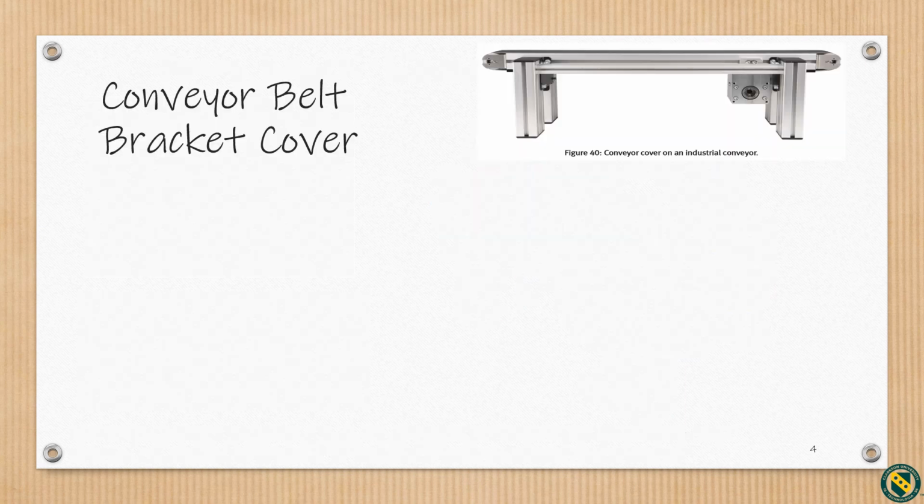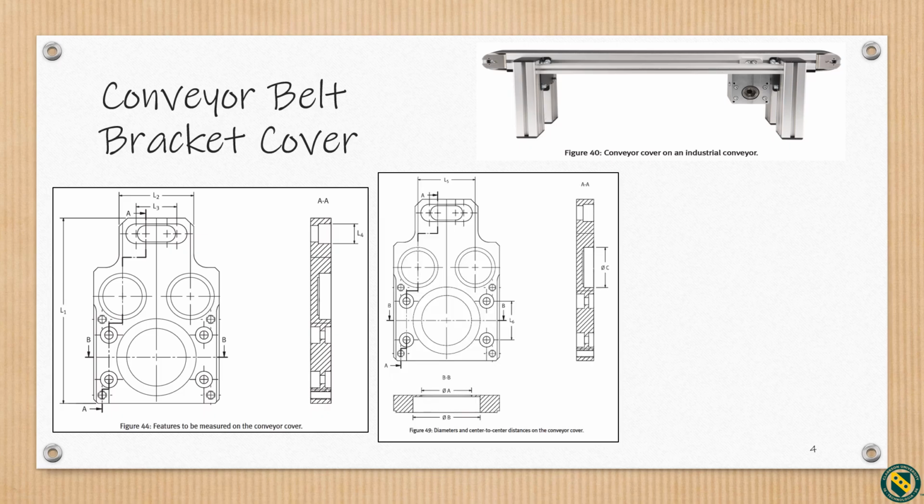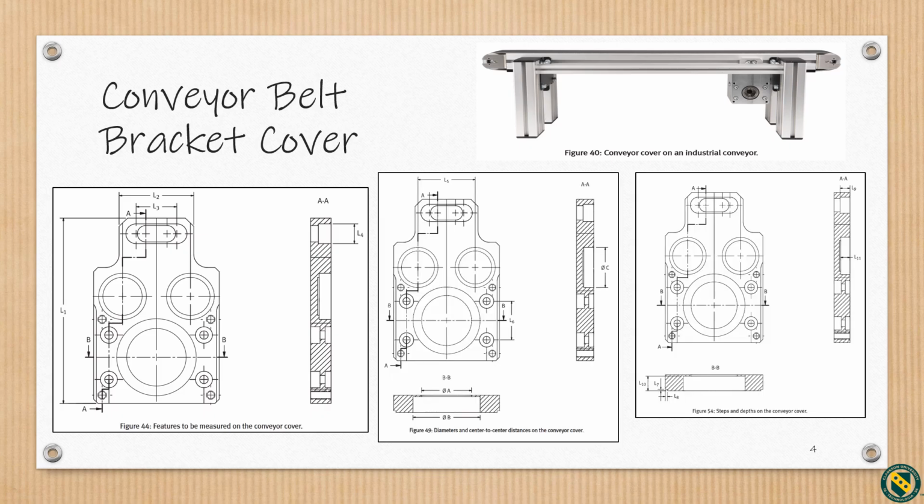We'll also measure and analyze a custom manufactured conveyor bracket cover. This aluminum plate with numerous holes and slots is used for mounting a conveyor belt motor and its sensors. We'll measure dimensions L1, L2, L3, L4, L5, and L6 along with diameters A, B, and C.